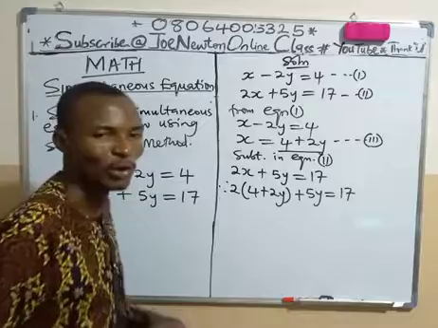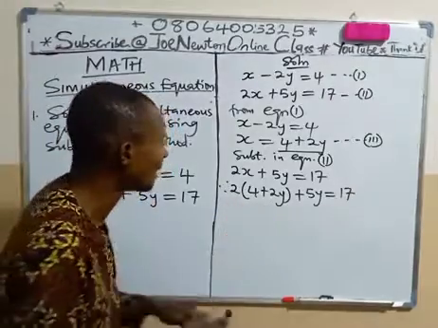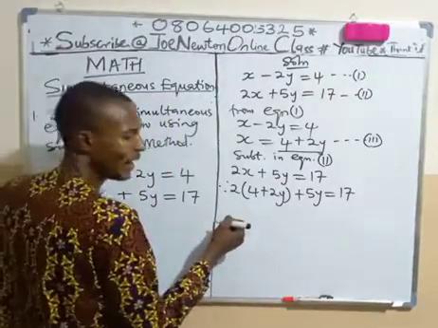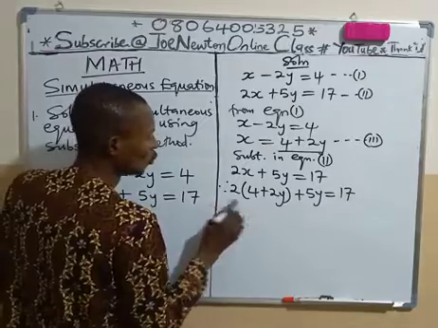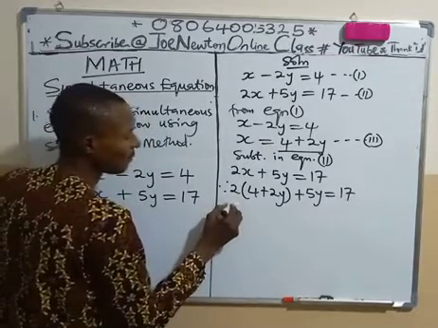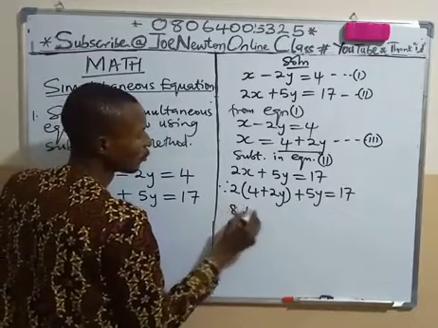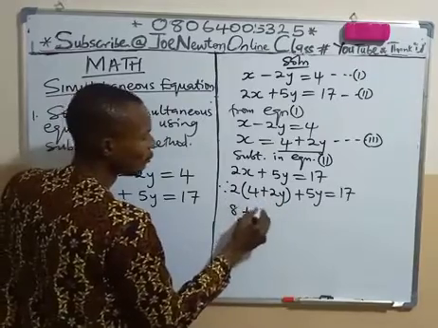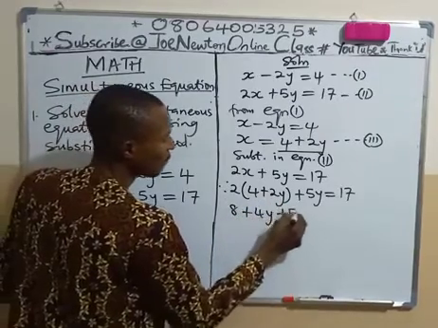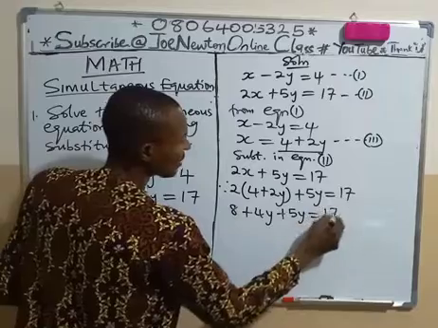Then the next step is for us to open the bracket, because there is a bracket here. Opening the bracket, we have 2 times 4, which is 8, plus 2 times 2y, which is 4y, plus 5y is equal to 17.